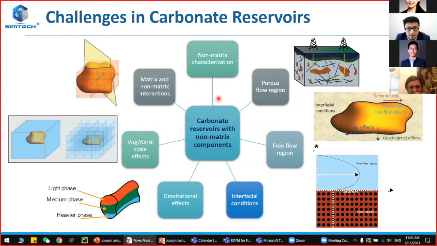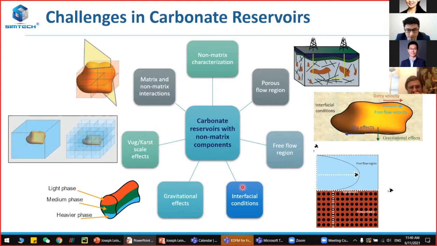In this slide, I'm showing you a brief introduction to all the complexities that we have, starting off with the Karst matrix characterization that Dr. Charlie explained thoroughly, and how challenging it could be to characterize. Also, we have challenges regarding the porous flow region and the free flow region modeling. These constitute an important modeling part that determines the actual flow in those reservoirs.